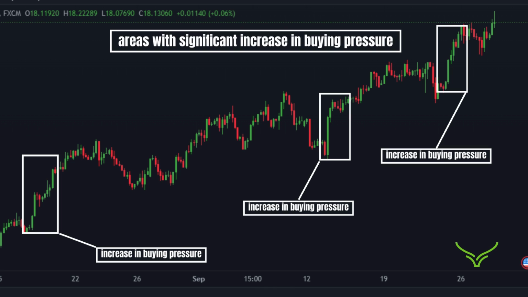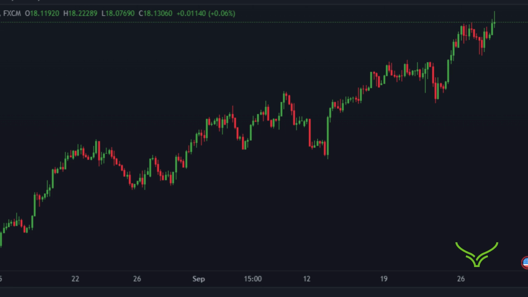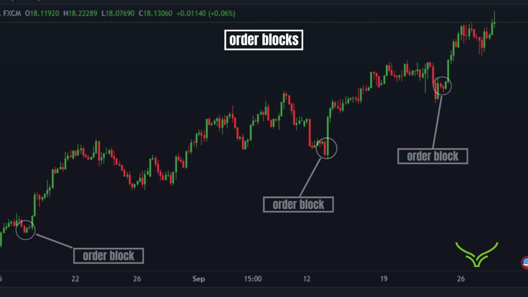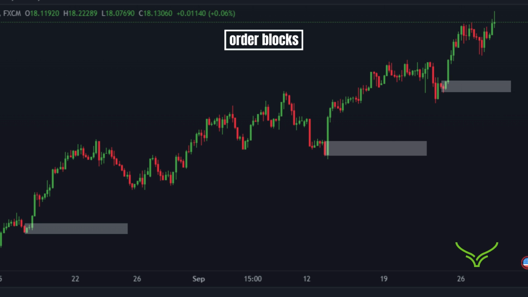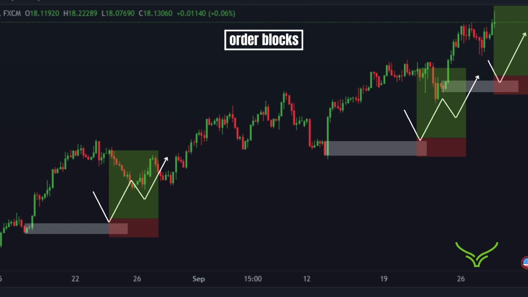This is seen by consecutive candlesticks with long bodies and short wicks, moving aggressively to the upside. The last candles before these aggressive moves started will be our order blocks. So, we will mark them out and wait for the market to interact with them, presenting us with opportunities to go long. However, it is important to note that not all order blocks will be retested by the market.